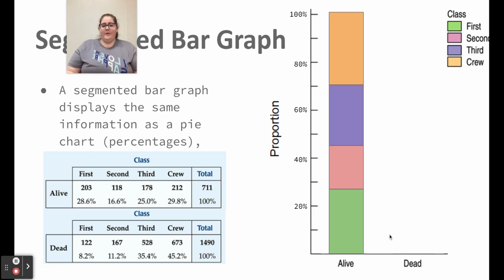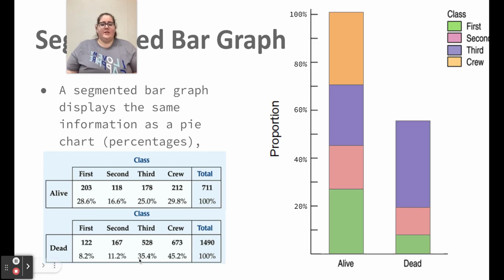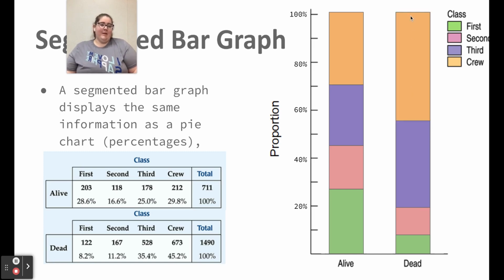So we're going to do the same thing. First class is 8.2%. Second class is 11.2%. So that will give me about 19.4, a little less than 20. Third class is 35%. So that's giving me all the way up to about 55%. And then crew is 45.2%, which is going to get me up to 100. So that is our people who died segmented bar graph.